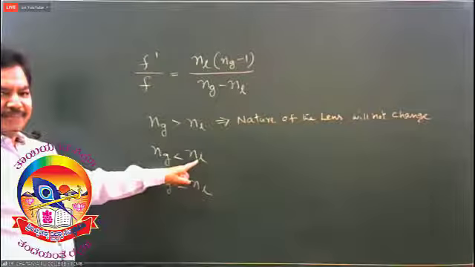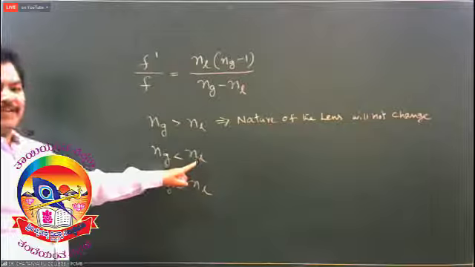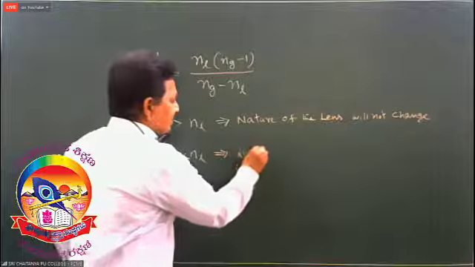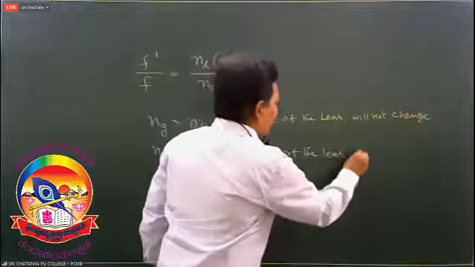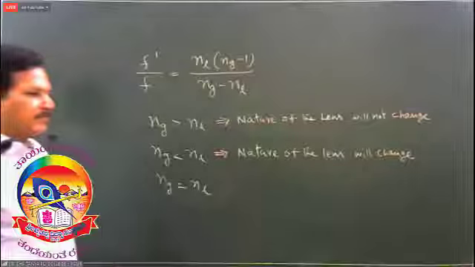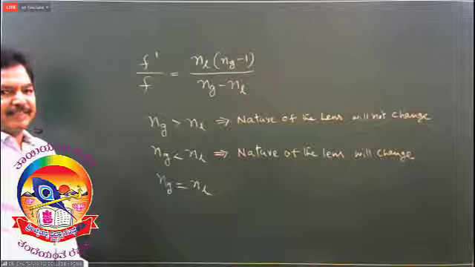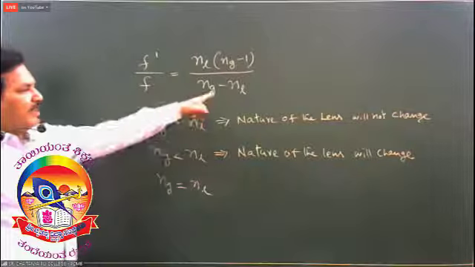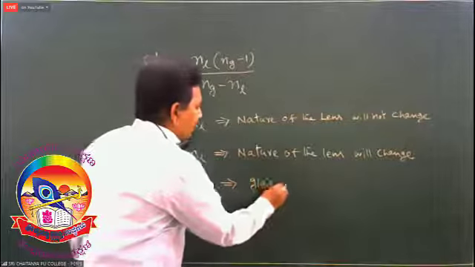NG less than NL: the refractive index of the glass is less than the refractive index of the liquid. Then the nature of the lens changes. The convex lens will behave as concave, and the concave lens will behave as a convex lens when dipped inside the liquid, if this condition is satisfied. If NG is equal to NL, then the denominator becomes 0. The lens will behave as a glass slab.